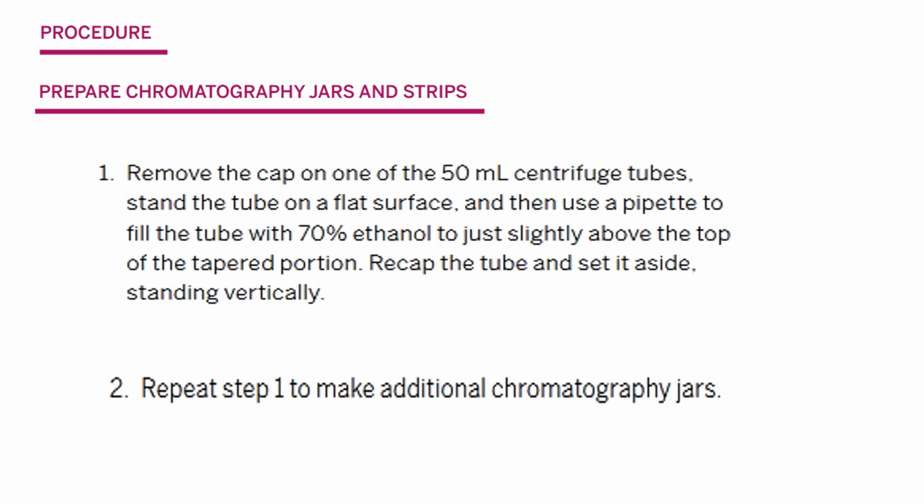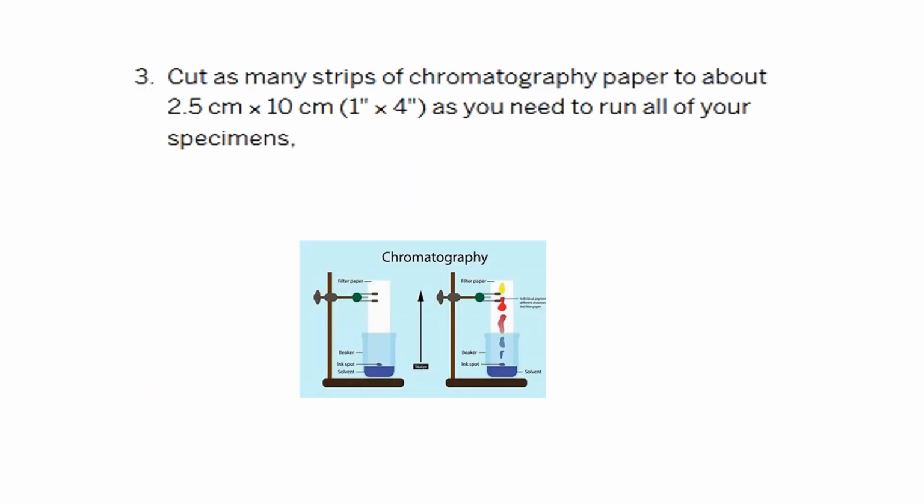Now, what we have to do is cut as many strips of chromatography paper, about 2.5 by 10 centimeters, that is 1 inch by 4 inches, as you need to run all of your specimens. So you have to cut the papers. See the picture, you can understand how the paper strips are kept inside the beaker using a clamp, so that we can spot the drugs and analyze them.